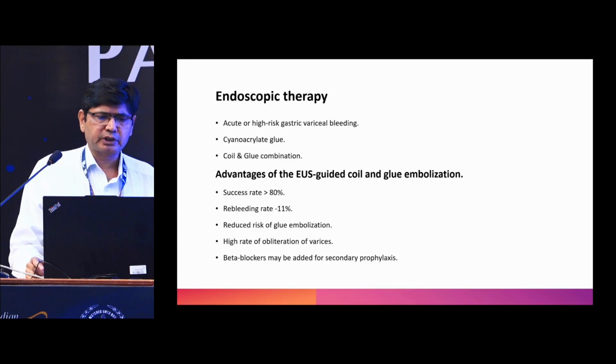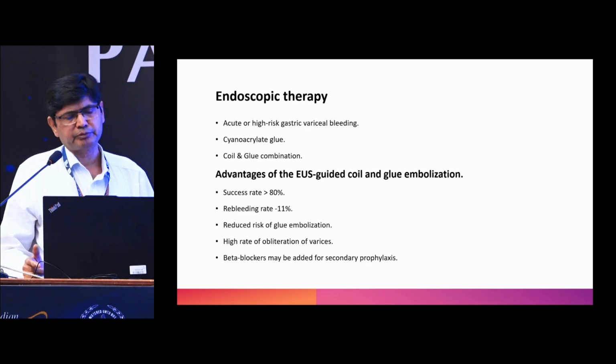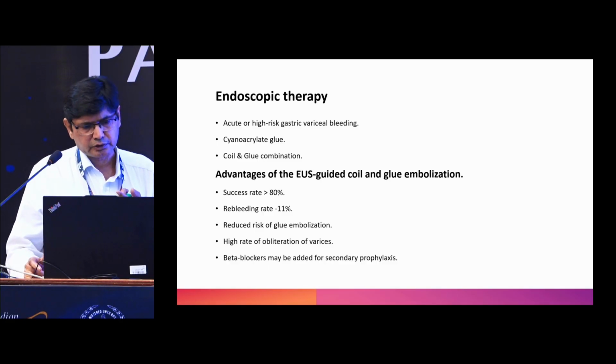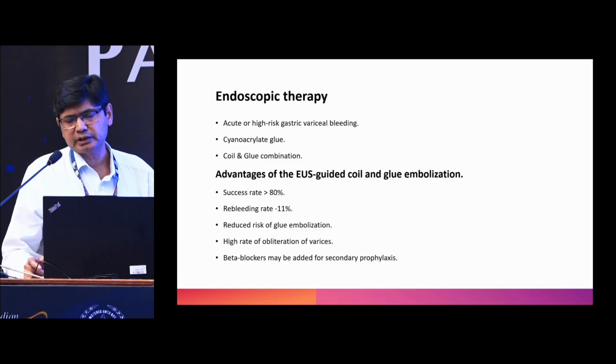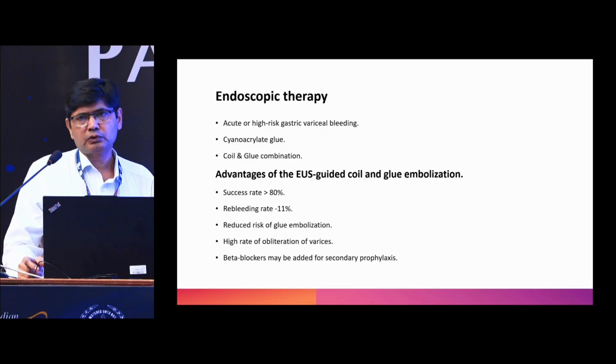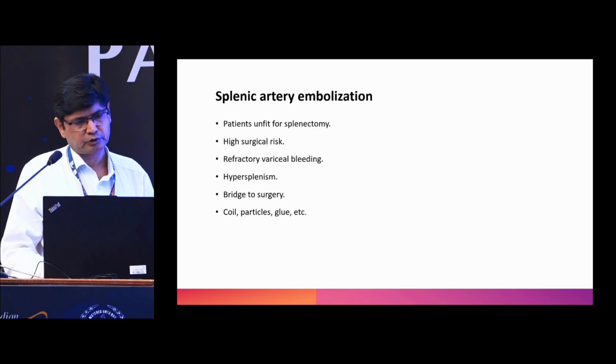Now, which patients can be managed with endoscopic therapy? Patients who have acute or high risk of gastric variceal bleeding usually go for glue injection, or a combination of EUS-guided coil and glue injection. This combination of coil and glue embolization has a good success rate, more than 80%. The rebleeding rate is around 11% or less, glue embolization is also prevented by this technique, and there is a very high rate of obliteration of varices.